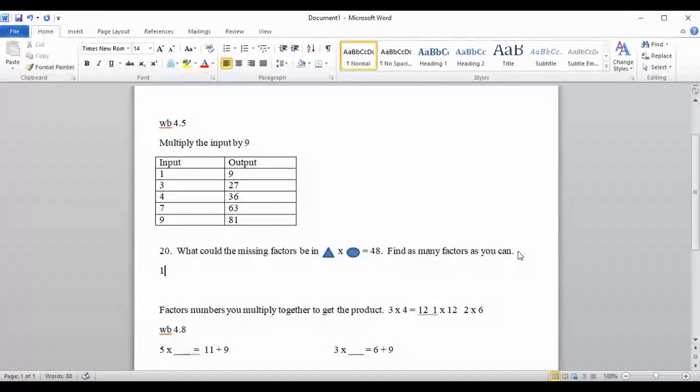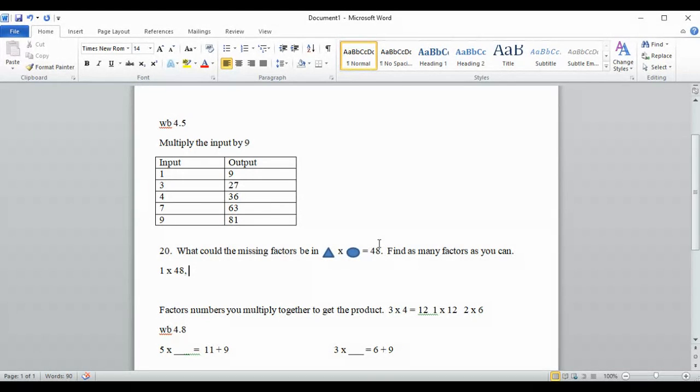And 1 times what is going to give you 48? I hope you said 48. 1 times 48 is going to give you 48. So those are two factors. That's one math problem that you could do to get 48. What's another math problem that will help us come up with two more factors? Well, I like to start at the beginning with 1, and then I like to advance to 2. So this is an even number, which means 2.